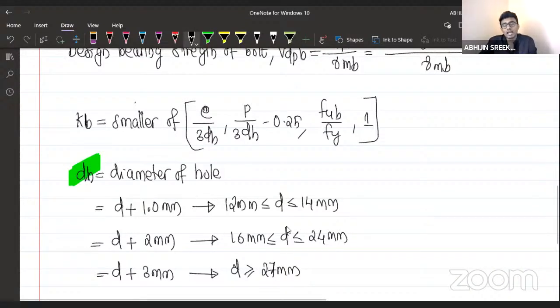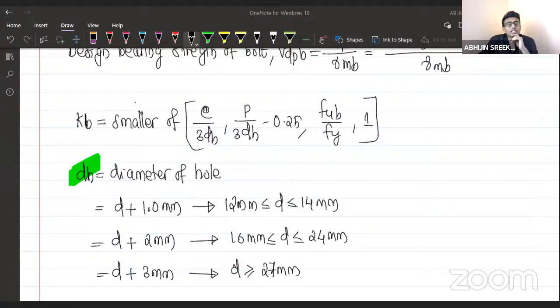And similarly, how do we calculate the p value? What is the p value? The p value is the center to center distance between the bolts measured in the direction of the stress, or measured in the direction of load, right? And we have some equations for calculating the pitch value also.